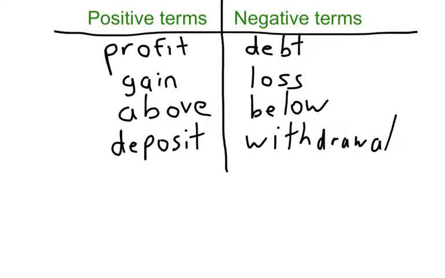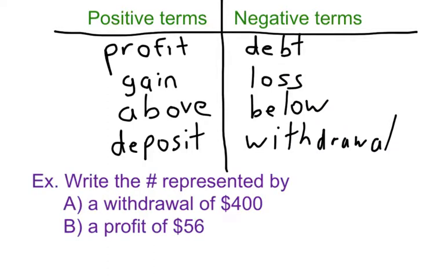All right, why don't you try a couple on your own now? So our first example I need you to write down is write the number represented by a withdrawal of $400, and then for B, a profit of $56. And I would like for you guys to write down what numbers would represent those. So a withdrawal, look at your chart if you are confused. A withdrawal is going to be a, hopefully you said negative, so that would be negative 400.